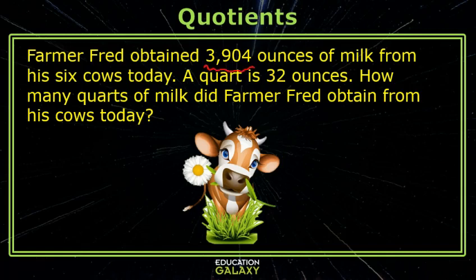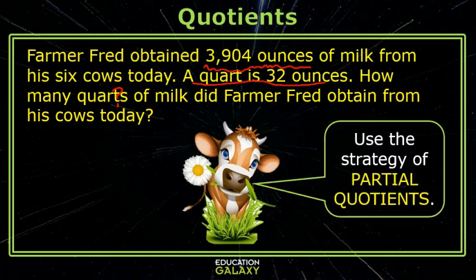Farmer Fred obtained 3,904 ounces of milk from his 6 cows today. A quart is 32 ounces. How many quarts of milk did Farmer Fred obtain from his cows today? Use the strategy of partial quotients.